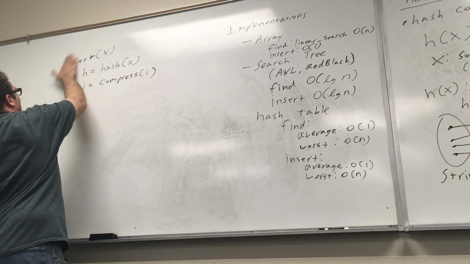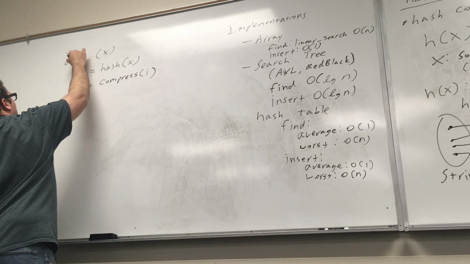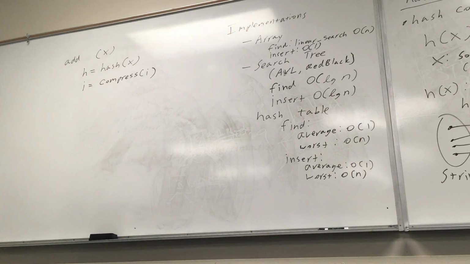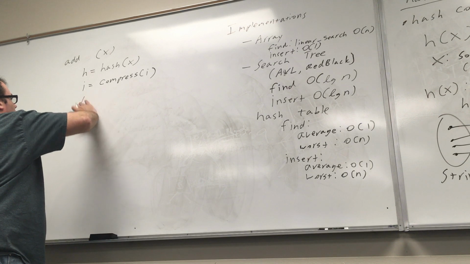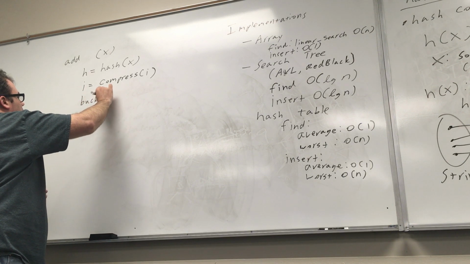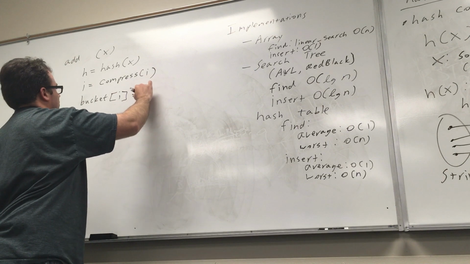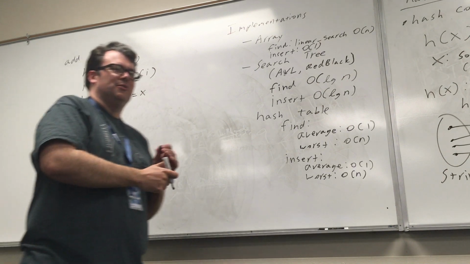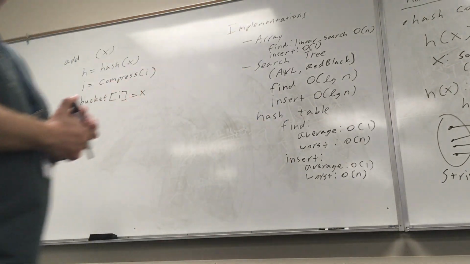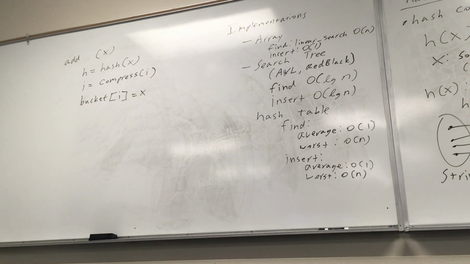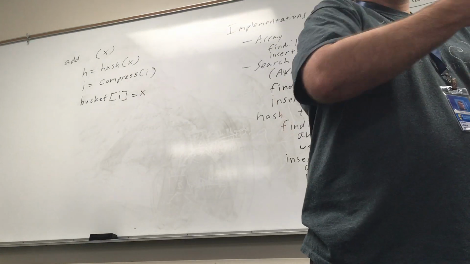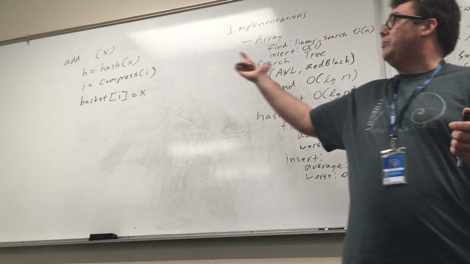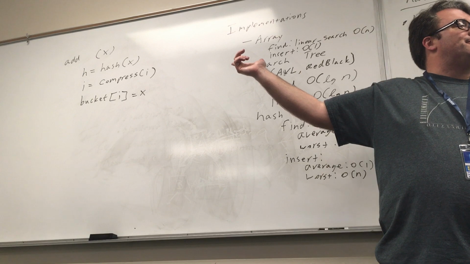And I called it insert again. Add. So I'm going to compress, and then I would take my table, or my buckets, and I would say bucket sub i is equal to x. Now this is the idealized version of what happens. When we have collisions, that's where things begin to become a problem. But if every single thing we would ever insert into the hash table turned into a unique address, then this is the way we would do it. And clearly that would be an order 1 algorithm.